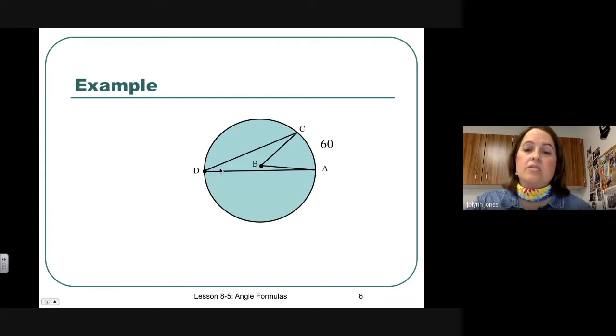Okay? So if I use the central angle theorem, I can say that if the measure of arc CA is 60 degrees, then the central angle is also going to be 60 degrees. And now we can use the inscribed angle theorem to say, all right, if our central angle is 60 degrees, then our inscribed angle is going to be half of that, so that's going to be 30 degrees.